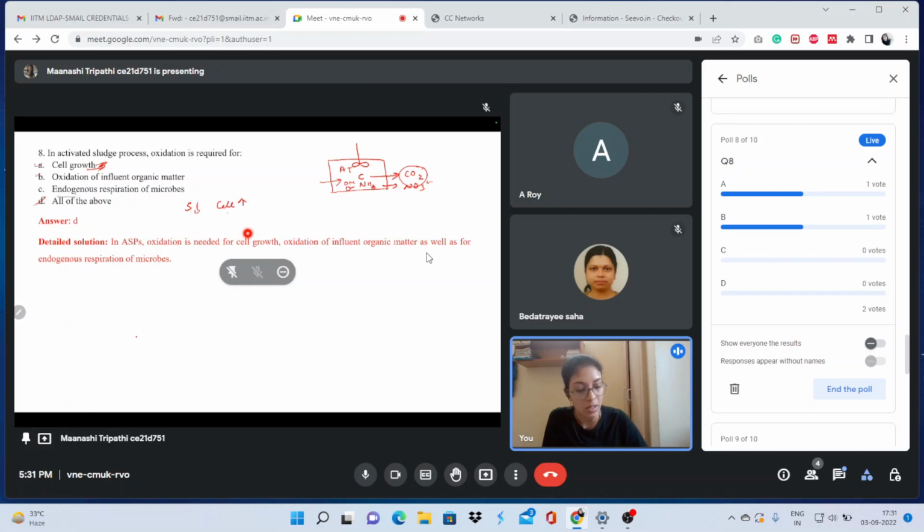Then after some time, cells will start eating among themselves. That is what we call endogenous respiration. Cells will stop consuming organic matter because that is very less. Instead, they will try to feed on themselves. So that will decrease the number of microbes also. When the microbes are reduced, the effluent quality will be very good. That is why all of the above.